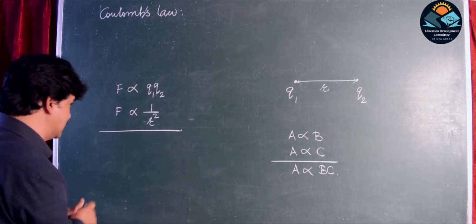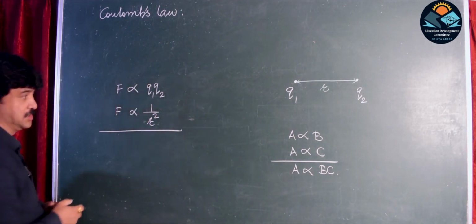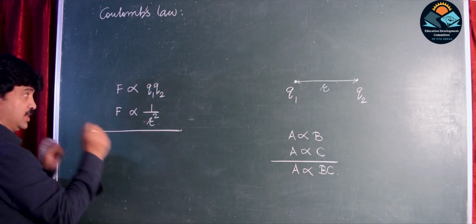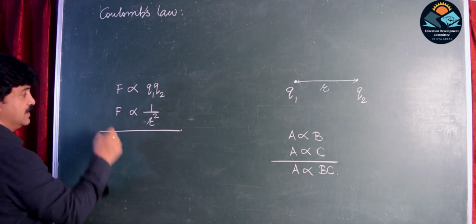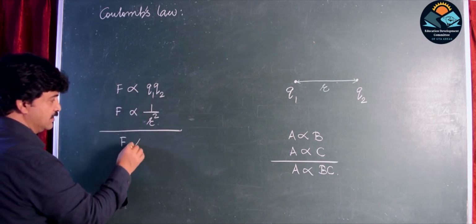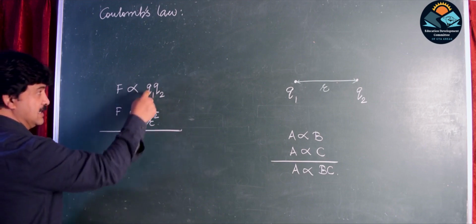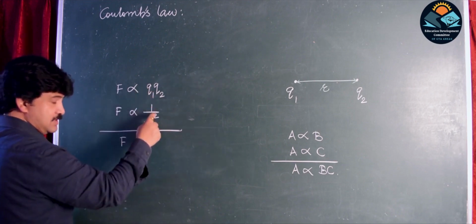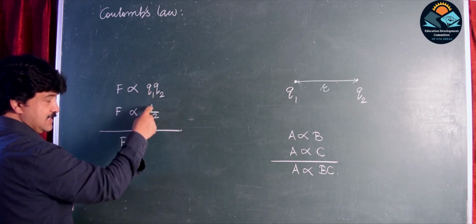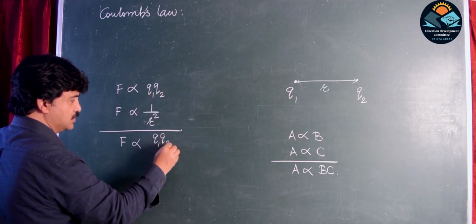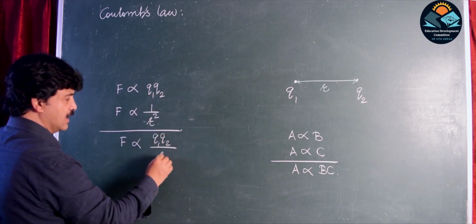Now let's apply that theory of joint variation to find out a formula for F. So according to joint variation, F and F will give you F. Proportional will remain as proportional, and these two should be multiplied, isn't it? So this into this. So numerator, and this is numerator. Q1 Q2 into 1 is Q1 Q2 upon R square.